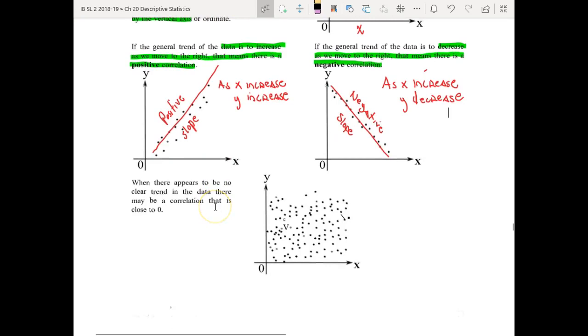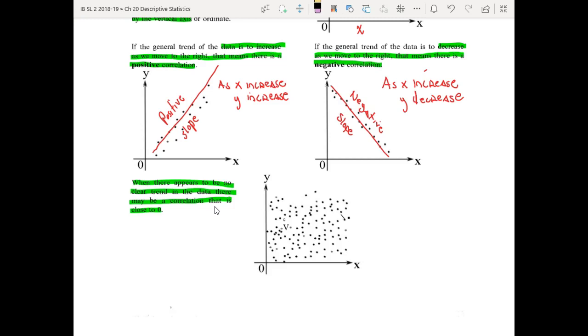And then you can have no correlation, where the correlation is close to 0. So if there's no clear trend in the data, there's no correlation between the two.